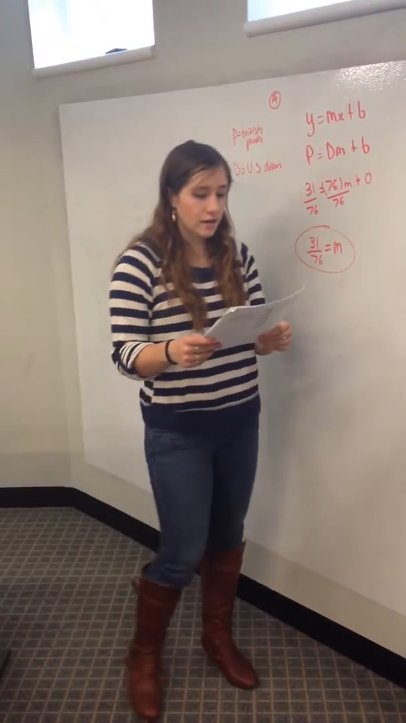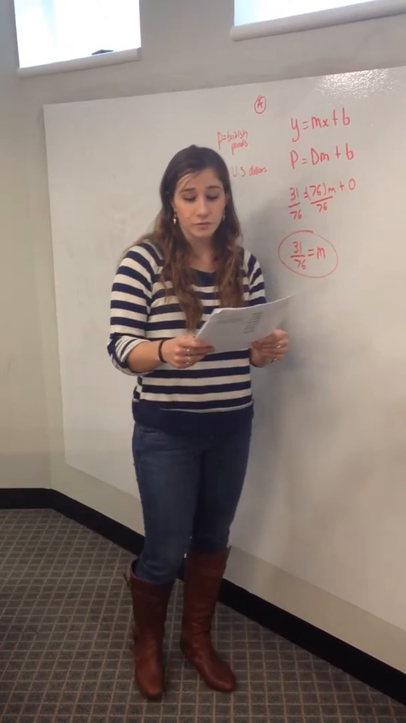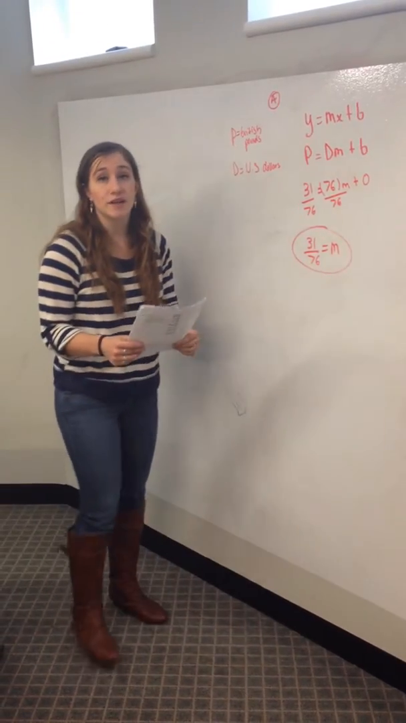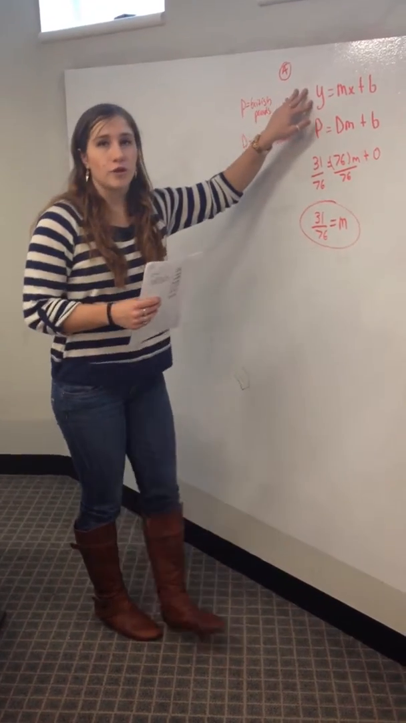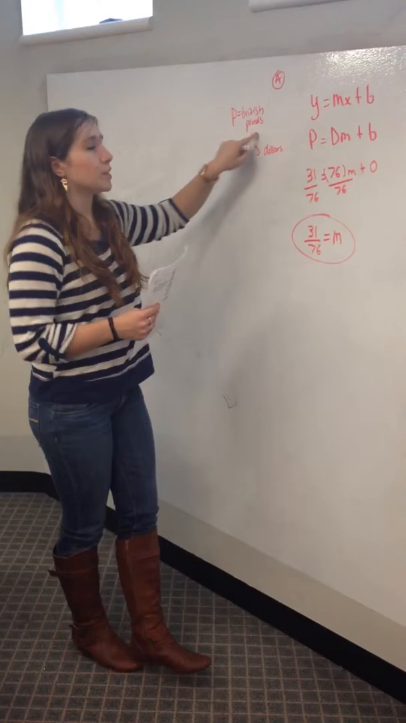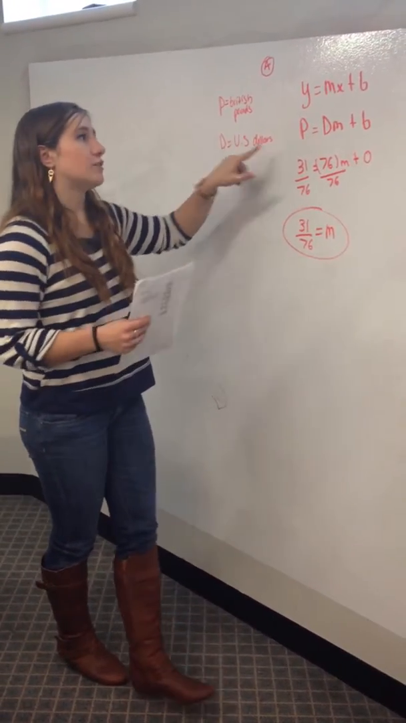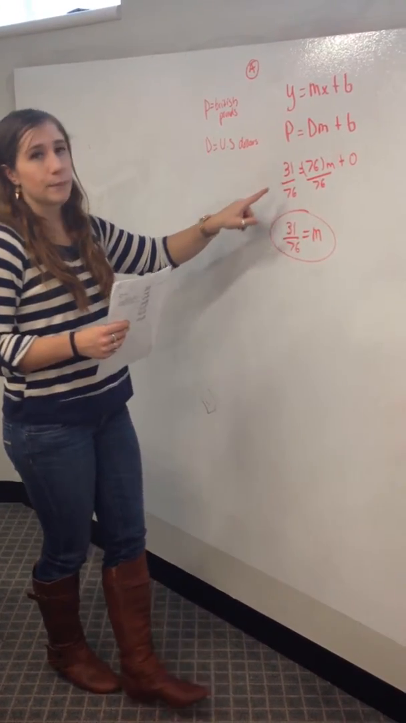So in part A, assuming there is no service charge, what is the rate of exchange, or slope, of P with respect to D? So we're basically trying to find the slope for A first. So using my slope formula, y equals mx plus b, I made P equal to British pounds and D equal to US dollars. So I stuck P and D in there for y and x. And then I plugged in my points.